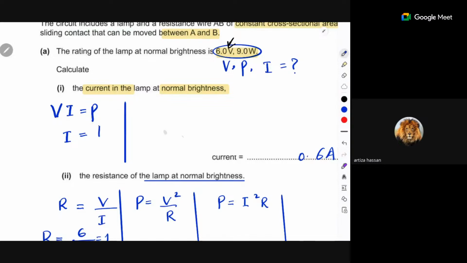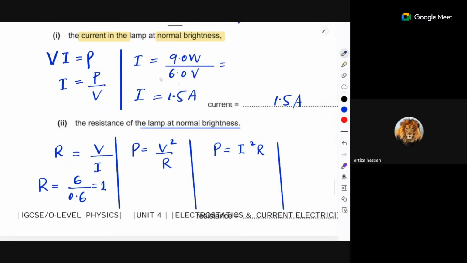Sorry, sorry, sorry. I just wrongly interpreted this. I is equals to P divided by V. Okay. So I is equals to power, which is 9.0 watt, divided by the voltage, 6.0 volt. So now tell me what will be the answer? 1.5 ampere. It's the normal current. So 1.5 ampere. Right? Are you agreed? Is it clear to you? Yes, sir. And it's clear to everyone?